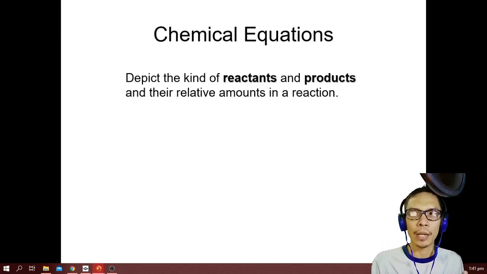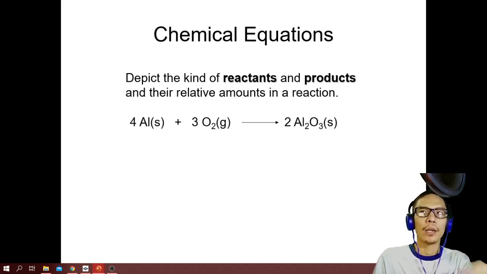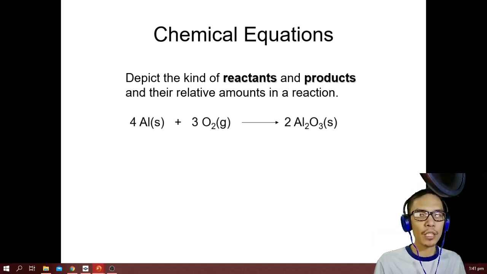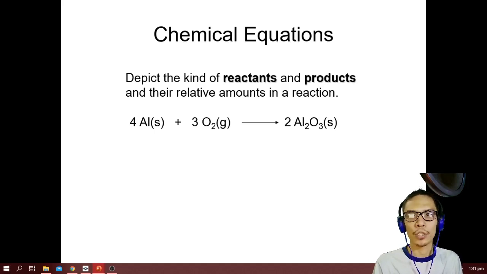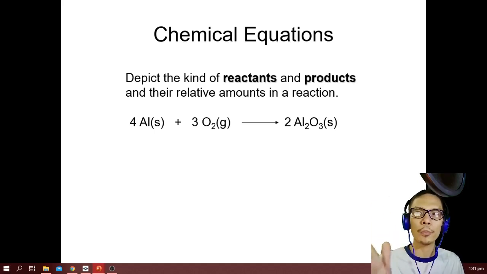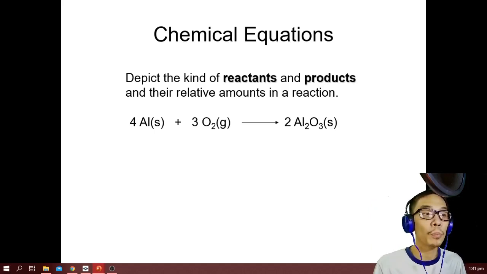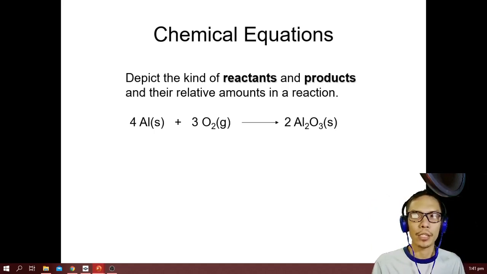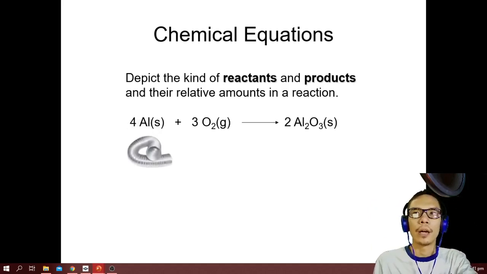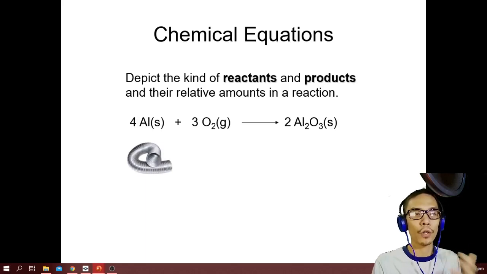In order to depict the kind of reactants and products and the relative amounts in a reaction, this is one example of a chemical equation. So what do we have right here? We have aluminum and oxygen gas, which form aluminum oxide. So what do we have right here?